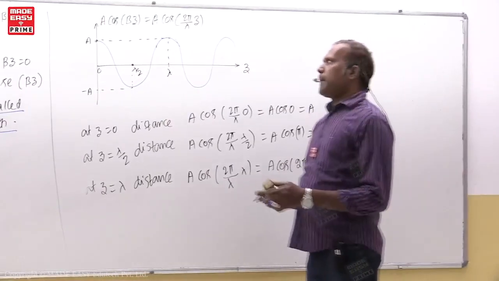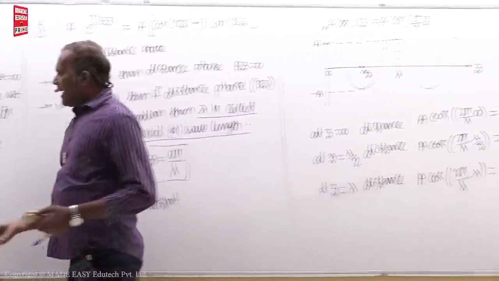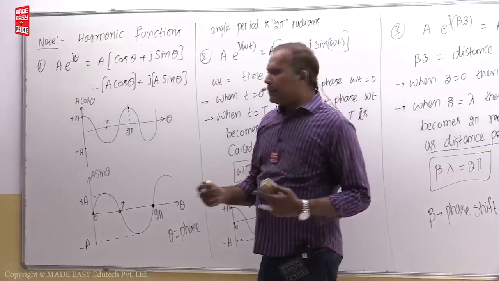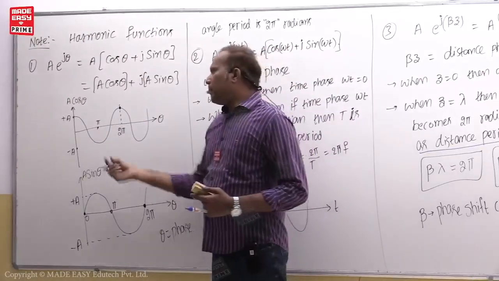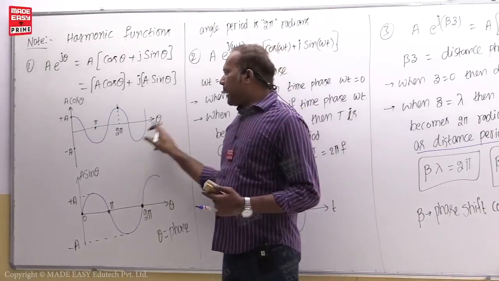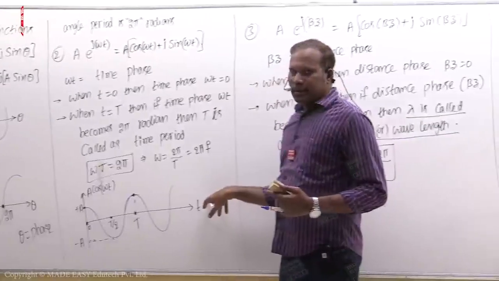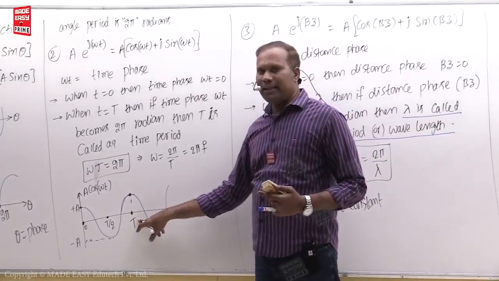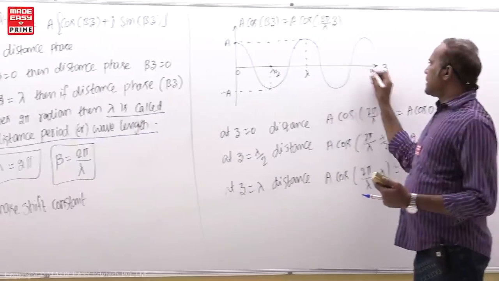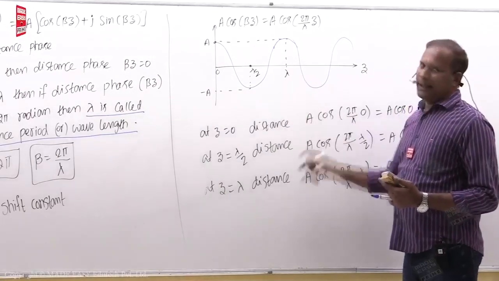So the conclusion is that A cos beta z, A cos omega t and A cos theta all repeat. They are harmonic functions. But in case of A cos theta, this axis is angle, and that angle period is 2 pi radians. In case of A cos omega t, this axis is time axis. So here the repetitive time, or time period, is capital T. In case of A cos beta z, this axis is distance axis. The repetitive distance is also called the wavelength, lambda here.